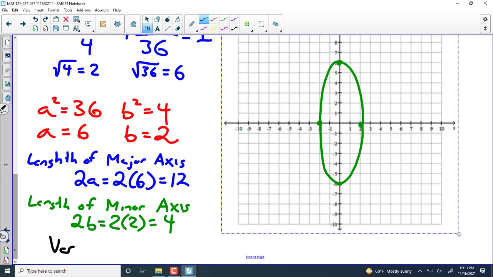If they ask me for the vertices, how many ordered pairs am I going to list? Just 2. Because the vertices are only the endpoints of the major axis. Does everyone agree with that? So the vertices for this one are 0 plus or minus 6. Up and down 6 units. Those are the vertices.